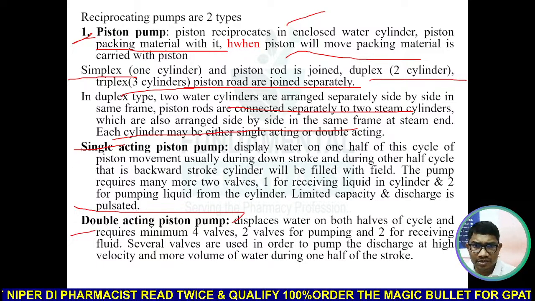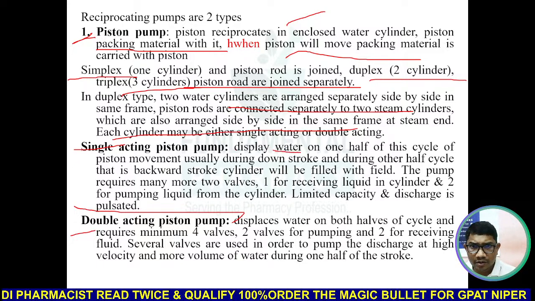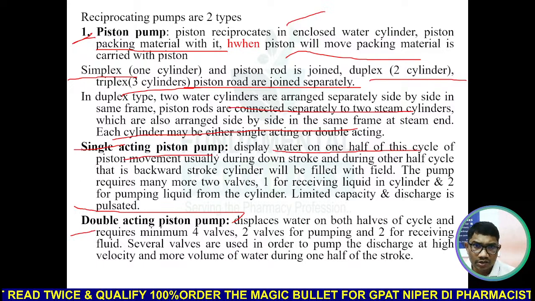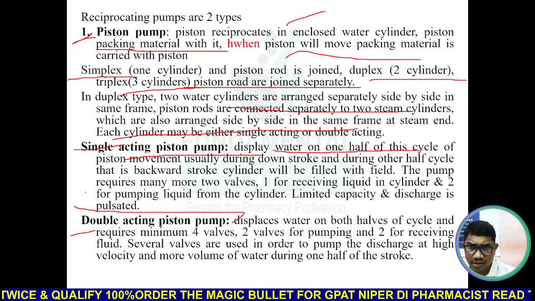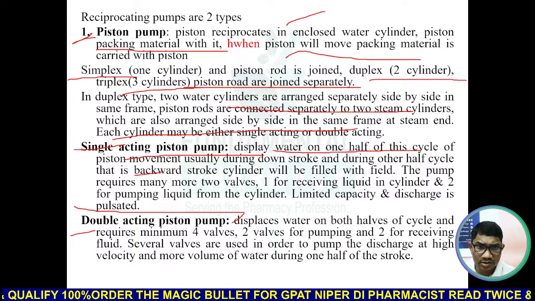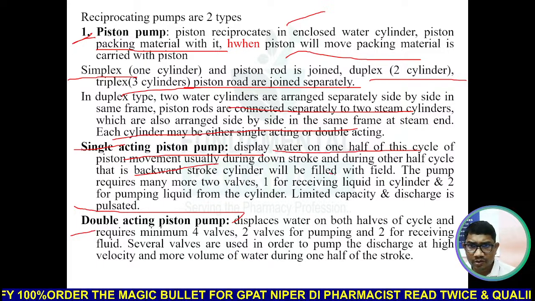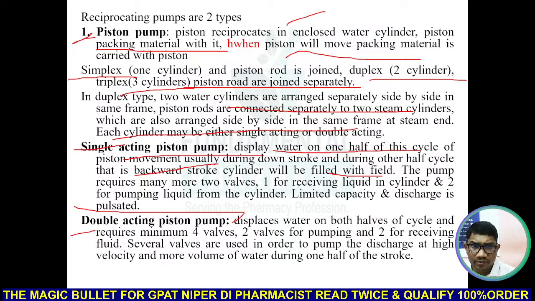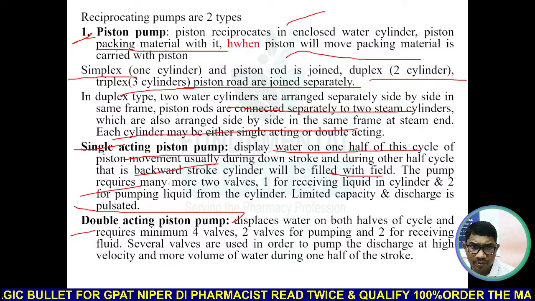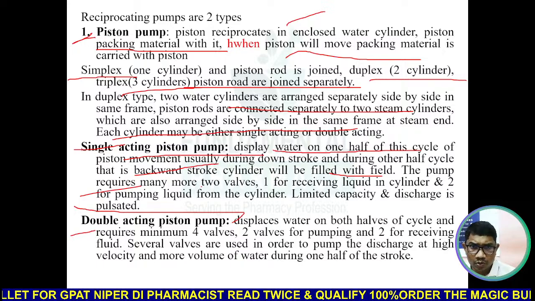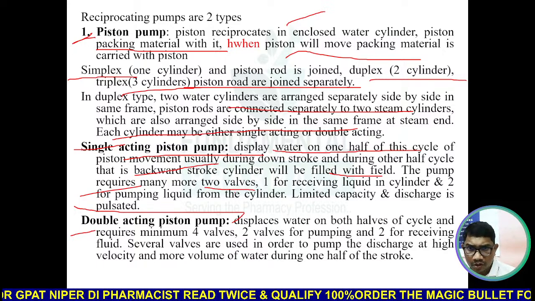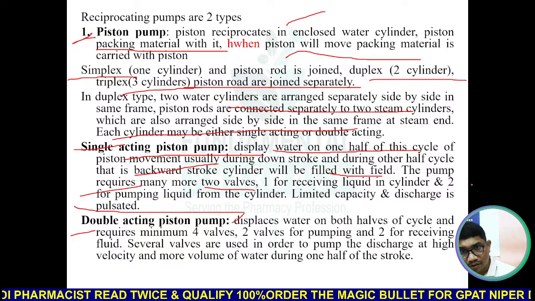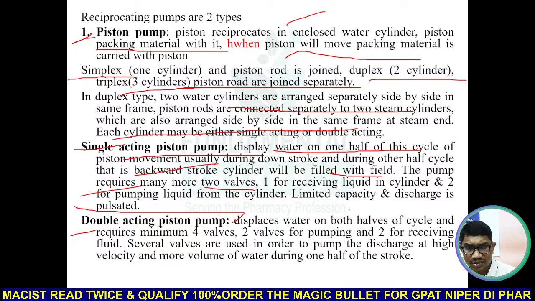Single acting piston pump displaces the water on half of the cycle, piston movement usually during the downstroke. During the other half cycle, the backward stroke, the cylinder will be filled with the fluid. The pump requires two cylinder valves, one for receiving the liquid in the cylinder and second for pumping the liquid from the cylinder. It has limited capacity and the discharge is also variable.